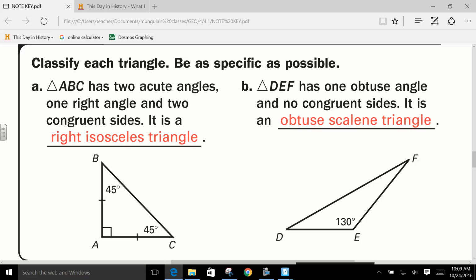So when I call this right isosceles, the word right, the classification of right has to do with the right angle. Isosceles has to do with the two congruent sides. There's two names for it. Right isosceles, part A. Here, obtuse because it has an obtuse angle, and then scalene, none of the sides are congruent. So the first name has to do with the angles, second name has to do with the sides.